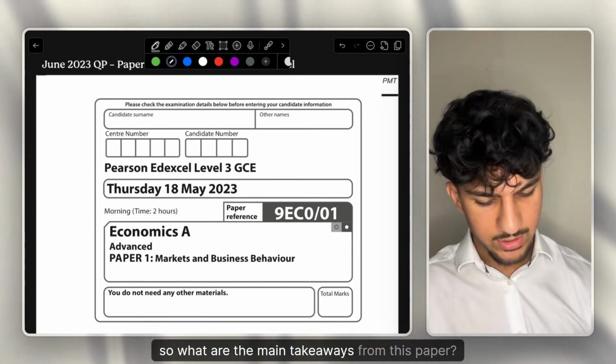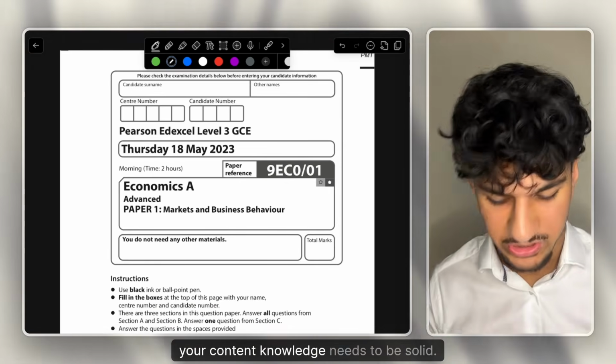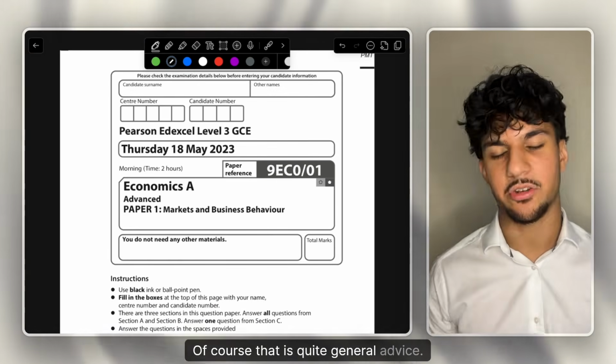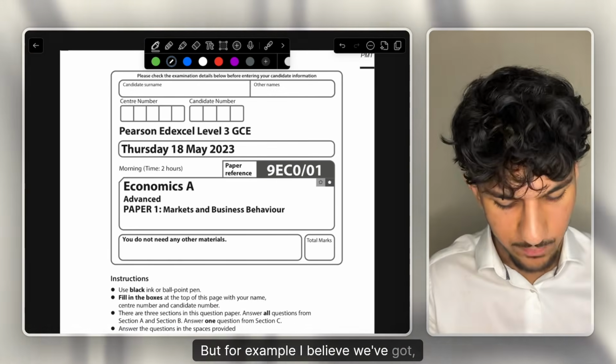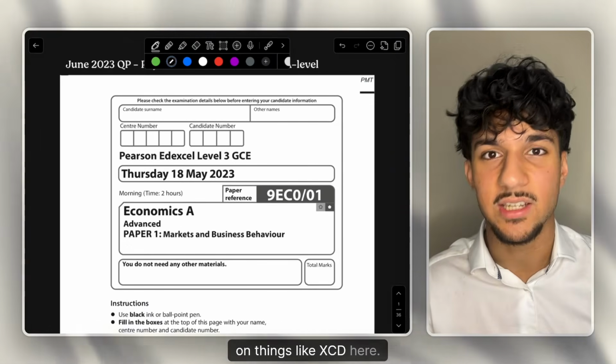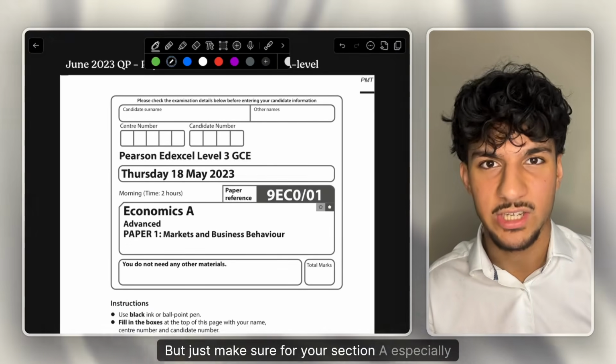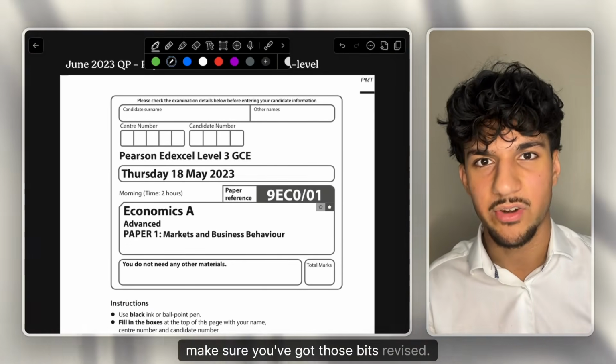Okay, so what are the main takeaways from this paper? Firstly, your content knowledge needs to be solid. Of course, that is quite general advice, but for example, if I remember correctly, you did get examined on things like XED here. That is quite niche, to be honest, but just make sure for your section A especially, make sure you've got those bits revised.